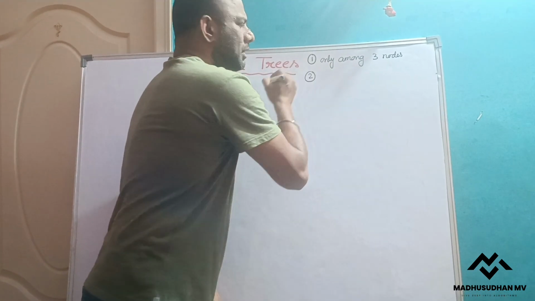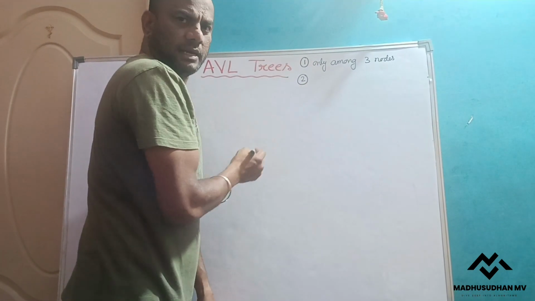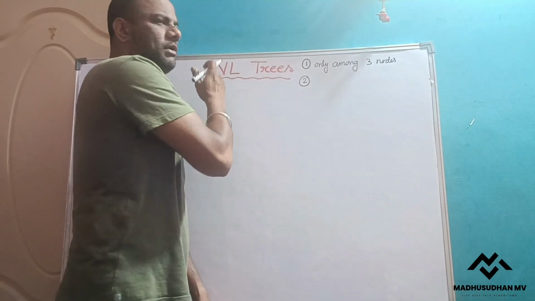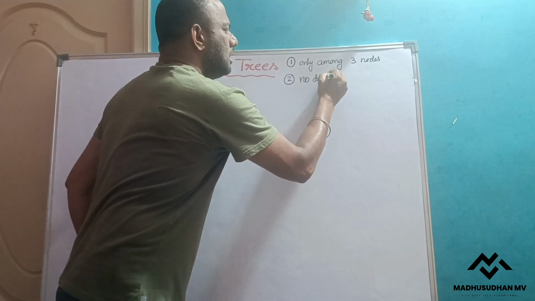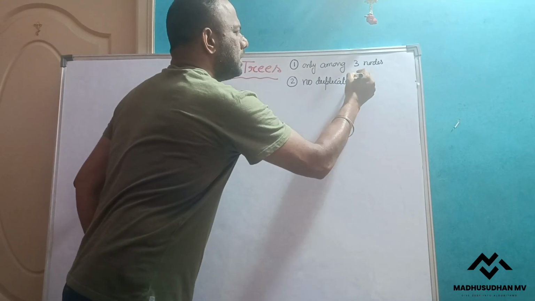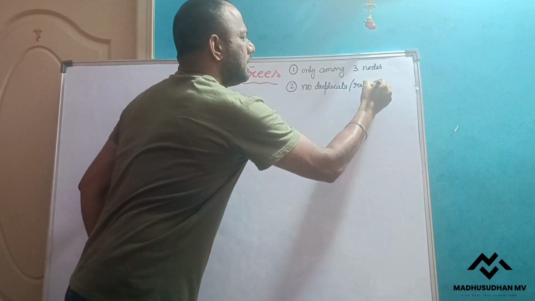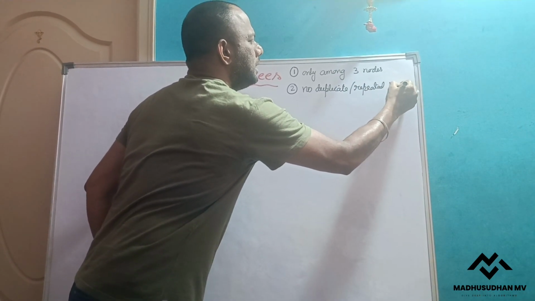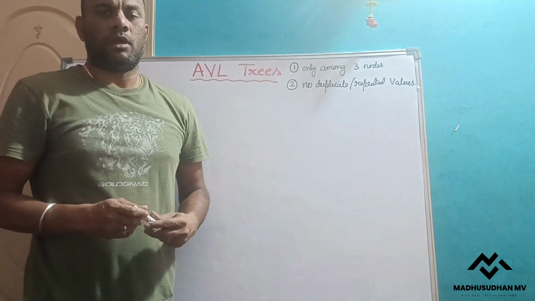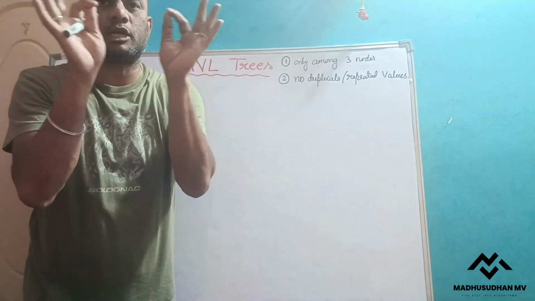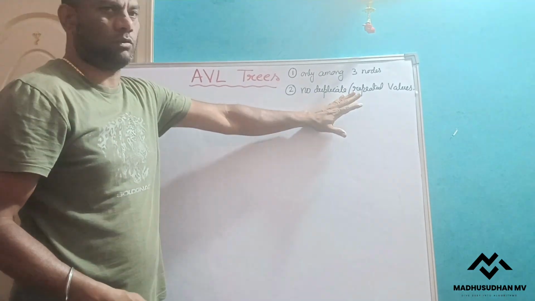The second point is again very simple. In any binary search tree or in any AVL tree, there are no duplicate or repeated elements, values, or keys, whatever you call them. That means no 2 values should be the same. All the values should be distinct, unique. That is the second point.